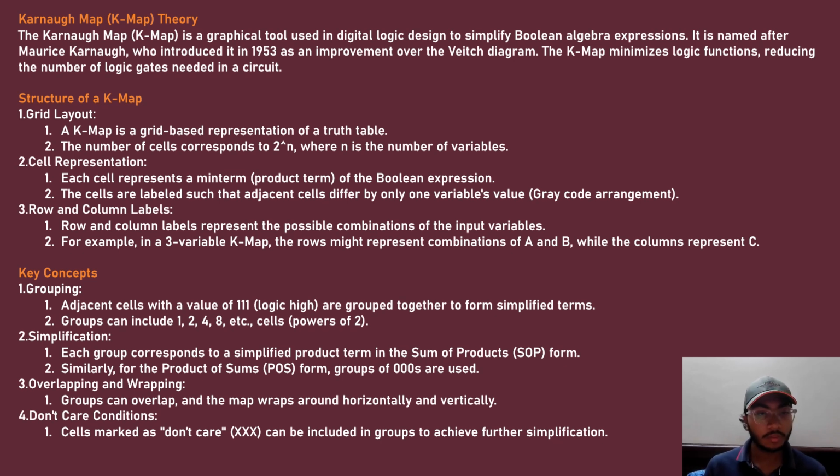Simplification. Each group corresponds to a simplified product term in the sum of products (SOP) form. Similarly, for the product of sums (POS) form, groups of 0s are used. Overlapping and wrapping. Groups can overlap and the map wraps around horizontally and vertically. Don't care conditions. Cells marked as don't care, X's, can be included in groups to achieve further simplification.